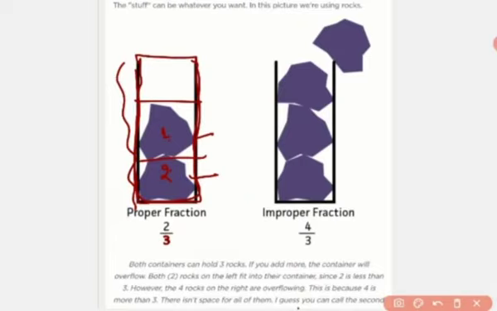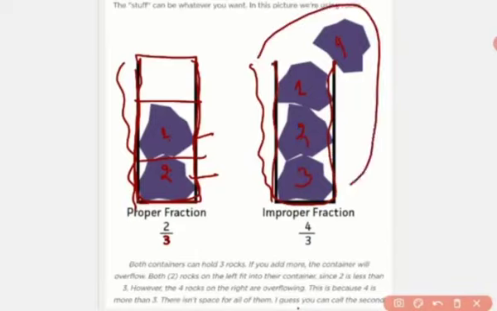Now if you look at this picture, this container can contain only three blocks, 1 2 3, and you are trying to add one more block in it. This is the fourth block. So what happens now? Since it is getting heavy, the fraction you write for this becomes improper. This is a clear understanding of the difference between proper and improper fractions.